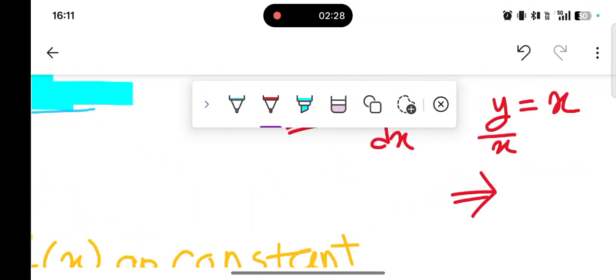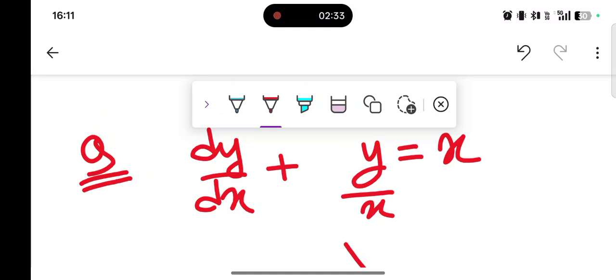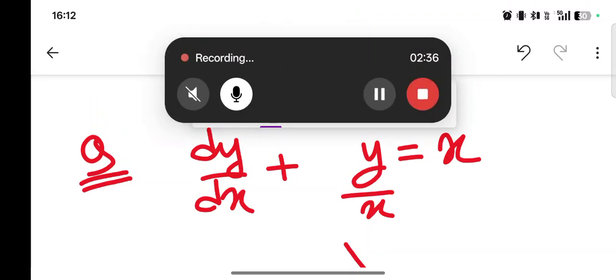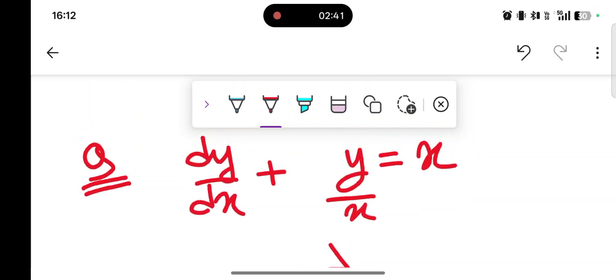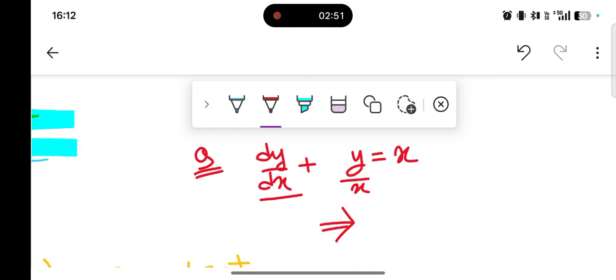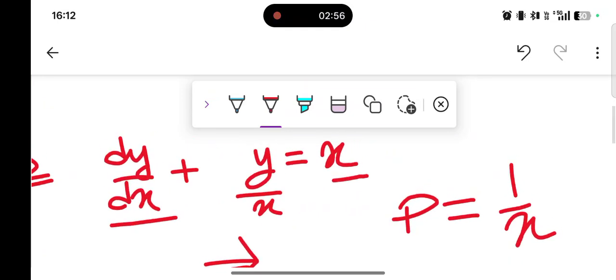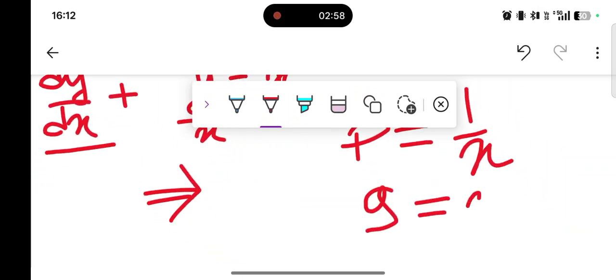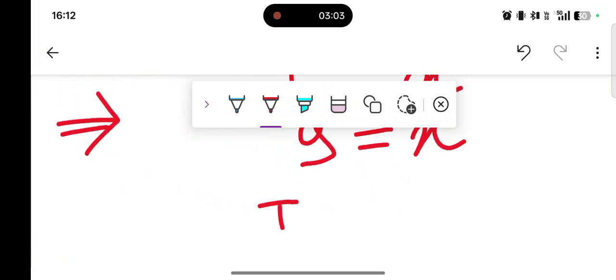Now let's solve a question. So first you have to understand the format. So this is dy by dx, something like the same, right? Dy by dx plus p into y actually. So p is here 1 by x, and this is q, which is x, right? Now we have to find the integrating factor first.